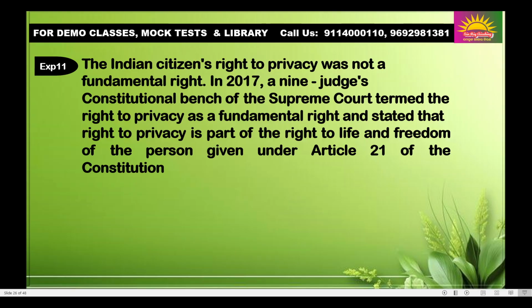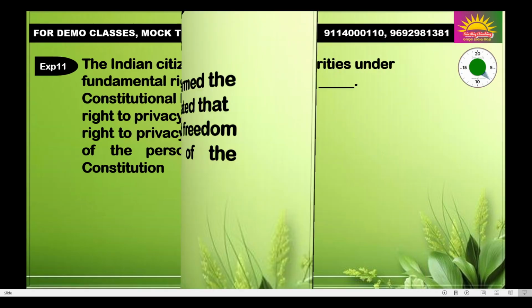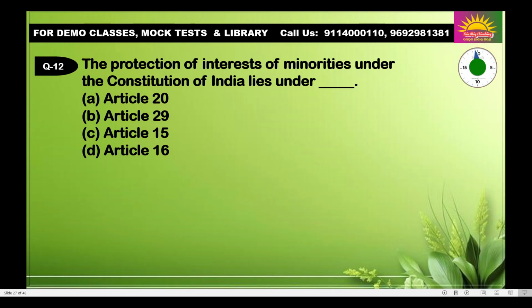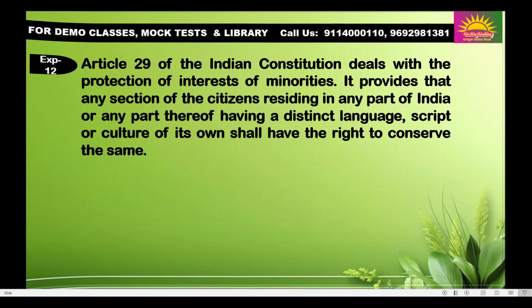Question number 12. The protection of interest of the minority under the Constitution of India lies under article 20, 29, 15 or 16. Answer B, 29. Article 29 of the Indian Constitution deals with the protection of the interest of the minority. It provides that any section of the citizen residing in any part of India or any part thereof having a distinct language, script or culture of its own shall have the right to conserve the same.